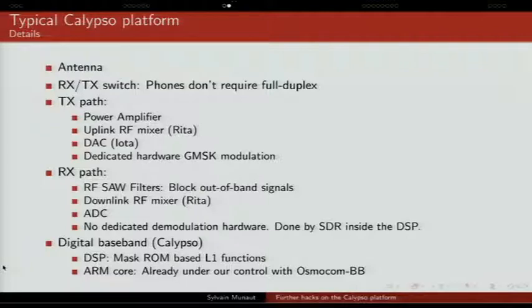And the DSP pretty much implements all the low-layer, layer 1 functions. The ARM core, well, as I said, we already have Osmocom BB, which is an open-source baseband implementation. Osmocom BB works, and so the ARM core is pretty much under our control, which means we can do whatever we want with it.